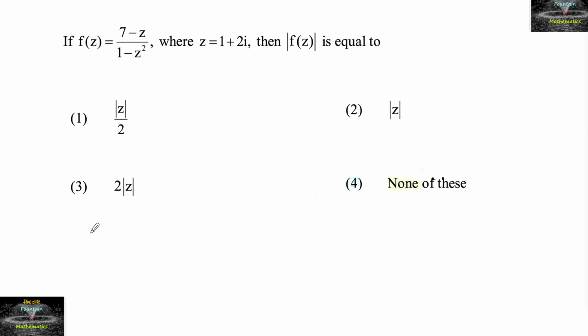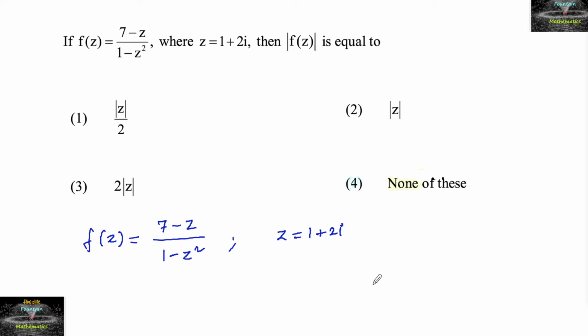Given if f of z is equal to 7 minus z upon 1 minus z square, where z is equal to 1 plus 2i, then what is mod of f of z?